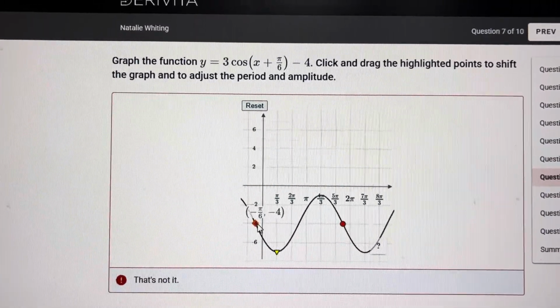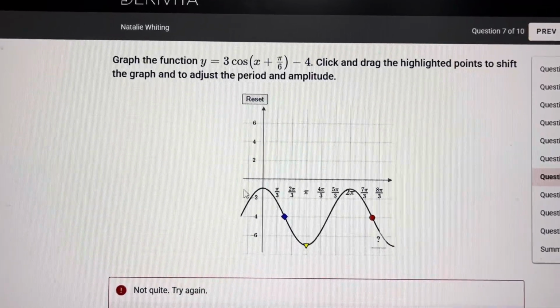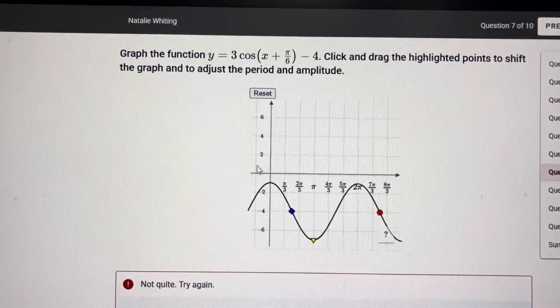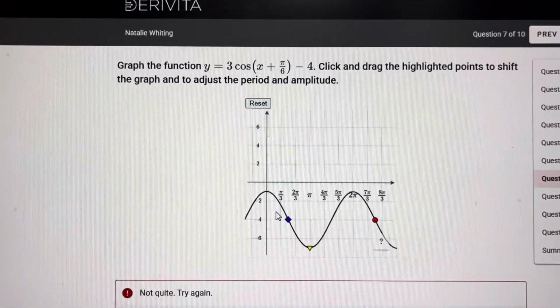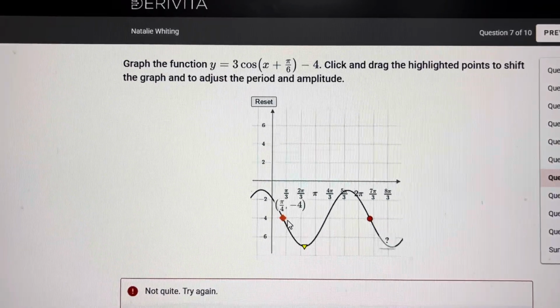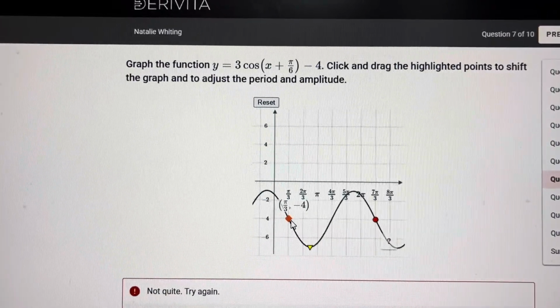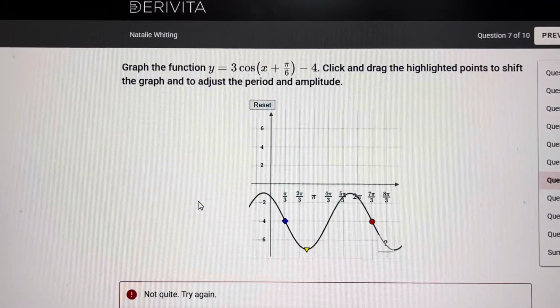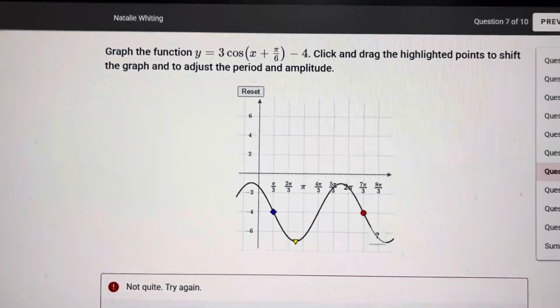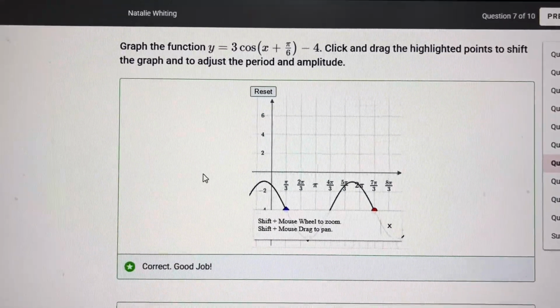Oh, he has the graph set up weird. Okay, so I forgot for cos, you want to set it up to where this thing is here first, and then move it over pi 6th. So right there, that should be good. There we go.